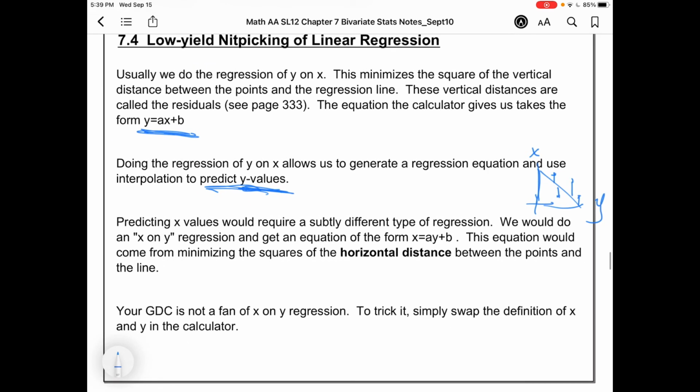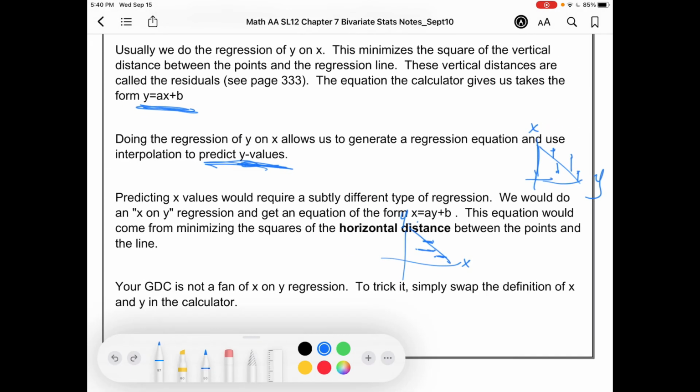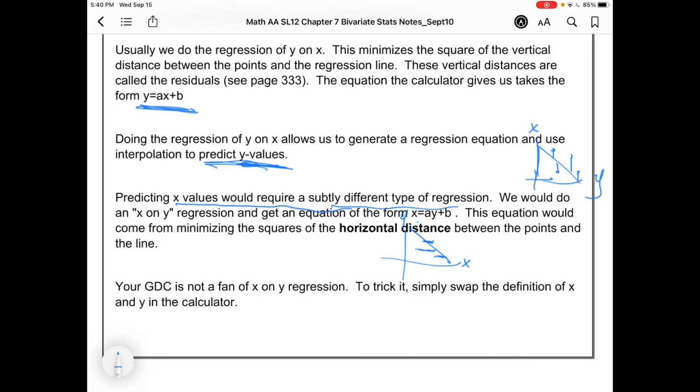So another way that we could do the exact same thing was leave them as x and y, and instead of trying to minimize those vertical residuals, we try and minimize the horizontal residuals, the horizontal distance between the line and the points. And that actually is going to give us a different regression. It's basically switching the roles of the variables. So predicting x values would require a subtly different type of regression. We would do an x on y regression and get this weird equation, x equals ay plus b. By doing that, we would be minimizing the squares of the horizontal distances.